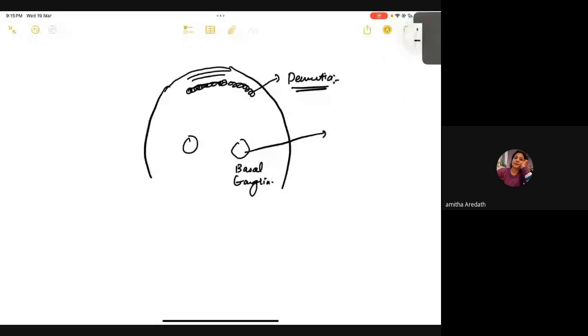For example, the basal ganglia. We already discussed that. What do you guys think? What's the question?